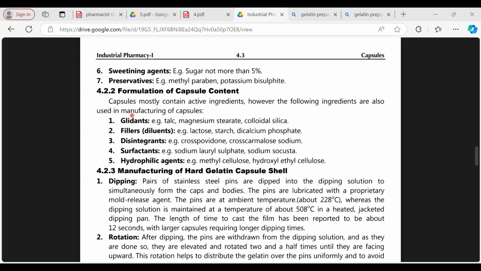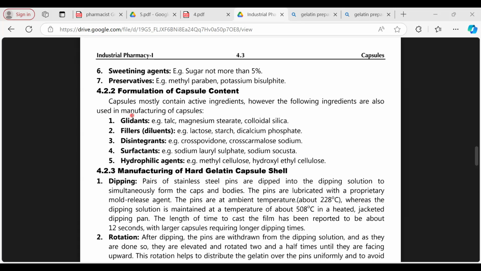Angle of repose. Very, very, very important. You will take a funnel, remove the neck, and keep it at a height of 2.5 centimeters. Add the powder or granules. Just remove your thumb, and you will get a pile of the powder.